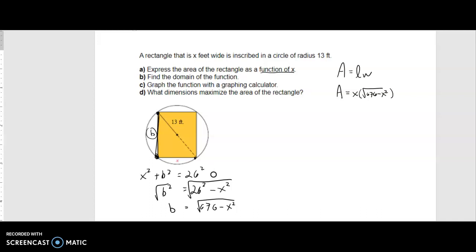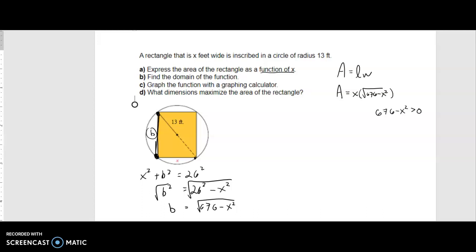Now, what's the domain of that function? Well, there's two ways to think about that. You could solve this equation, 676 minus x squared. Remember, when you take the square root of something, it has to be non-negative. So typically we would do that. But in this case, it has to be positive because it represents a distance. So we can remove the equal part, and it has to be positive because it represents some kind of length. That is, this side is a length, so it has to be positive.